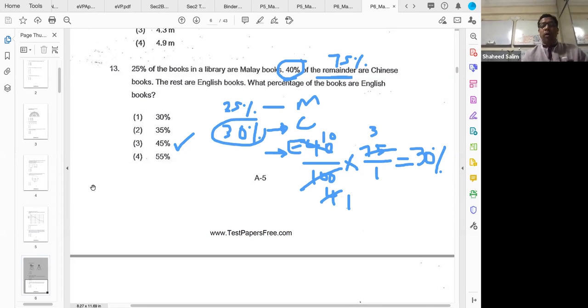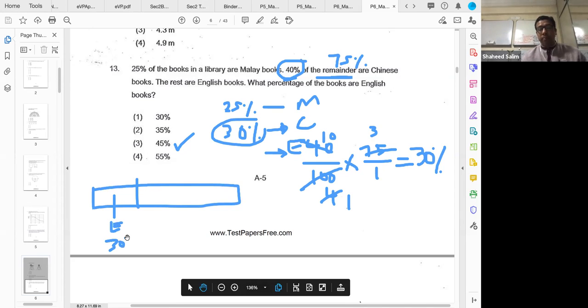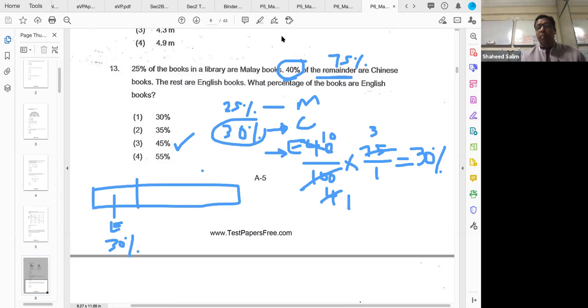So down here now, all the books is everything down here. One part 30%. This is English books. Yes, this 30%. But this becomes 40% when, let's say, you minus off Malay books. You don't count Malay books, let's say. Malay books are down here. You don't count this part. This one 75%. Now this one becomes 40%. The same 30% can become 40%.